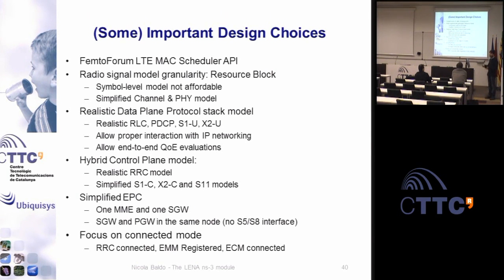For the EPC part, one important assumption is that we are working with a single MME and a single SGW. And the other important assumption is that the SGW and the PGW are in the same node. This is consistent with the fact that there is a limit in the type of network we are going to simulate. So we think it's reasonable that all the node Bs in this network are served by the same SGW. And by collapsing the SGW and the PGW in the same node, we don't have to model the S5 or the S8 interface.